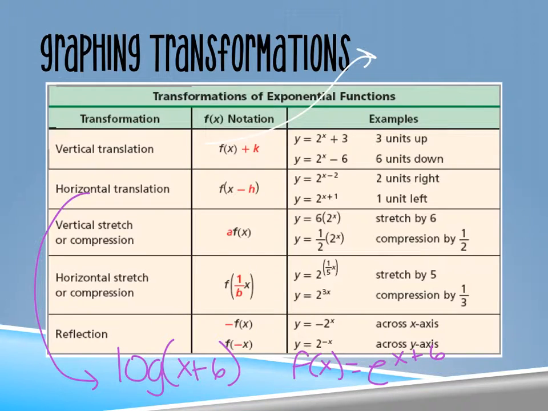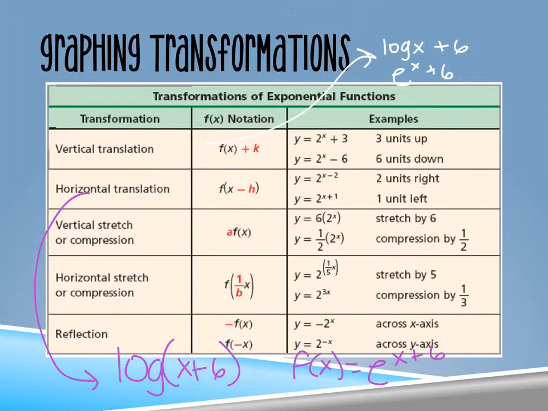Vertical translation with the log would be log of x plus 6, so not in parentheses, it's separate from it. That's going to be vertical. Or e to the x plus 6 after the exponent would be a vertical. Okay, so inside the parentheses or inside the exponent are the horizontal, outside are the vertical.